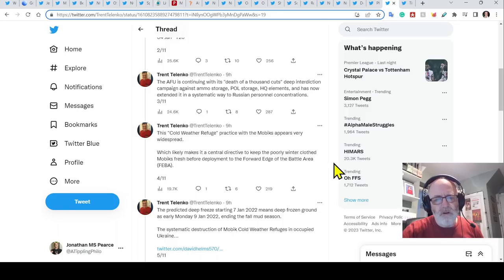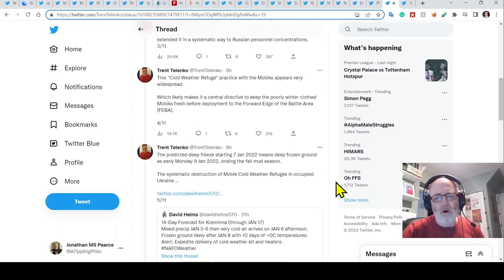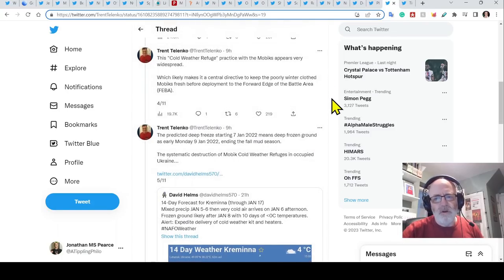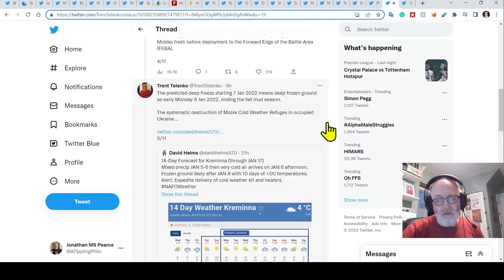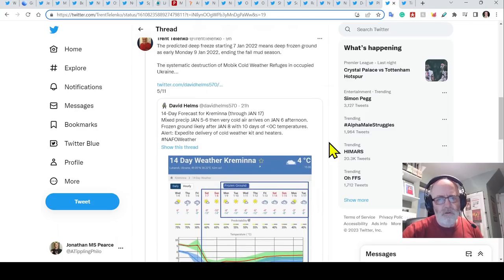So he says, this cold weather refuge practice with the mobiks appears very widespread, which likely makes it a central directive to keep the poorly winter-clothed mobiks fresh before deployment to the forward edge of the battle area, the FEBA. So the idea is that because they don't have very good equipment, they're keeping the mobiks, or mobilized troops, all in one place to keep them warm and fresh until the very last minute, when they say, right now you're going to the front line. Whereas if they sent them to the front line earlier, or put them in other places less concentrated, they'd feel the cold more and it becomes a bit of a problem. The predicted deep freeze starting on the 7th of January, so there is this deep freeze coming next week, means deep frozen ground as early as Monday, ending the fall mud season, autumn for those who use the word properly.